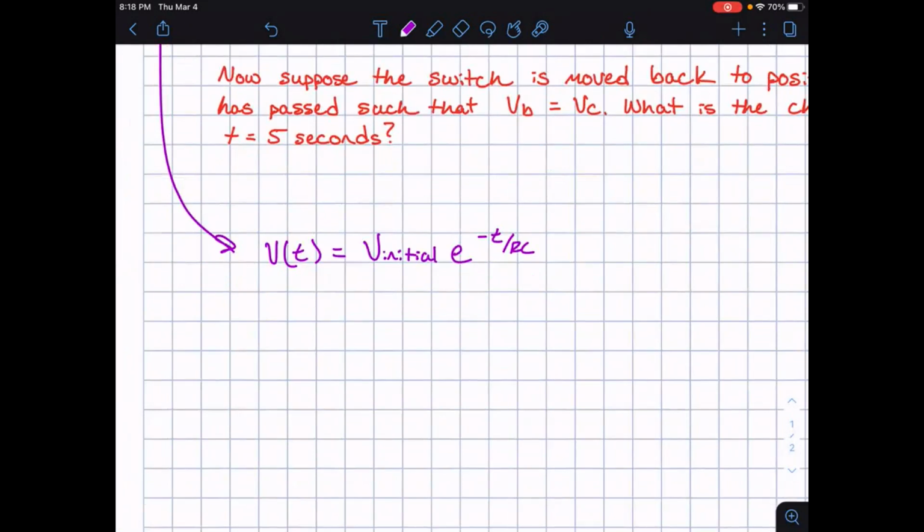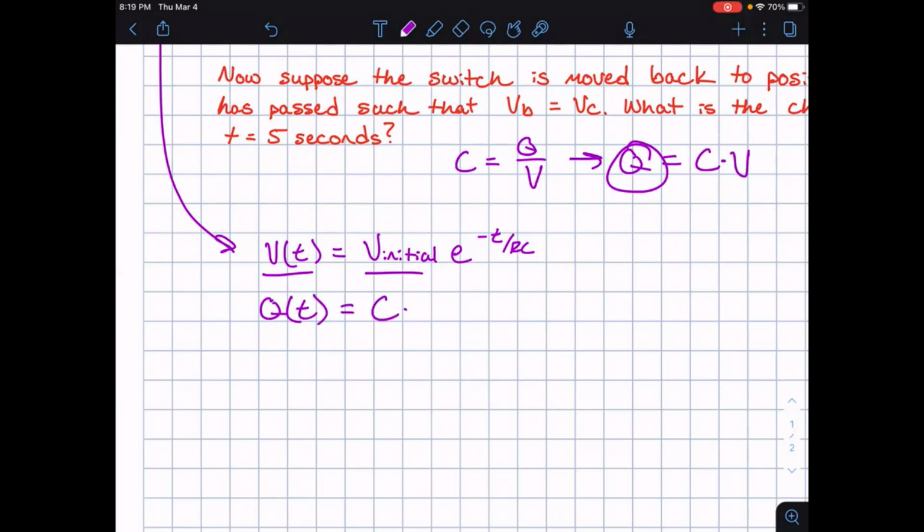We have to make some substitutions like Nick was talking about earlier, using our lovely equation C equals Q over V here. That is a V, not a U. With that being said, I can rearrange this to solve for charge. So Q is equal to C times V, and I can rearrange the variables that appear here in terms of charge. So that's what I'm going to do. I'm going to say that Q of t is equal to C, capacitance, times my voltage value.